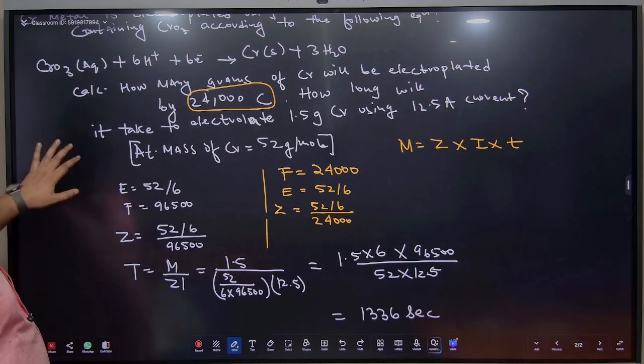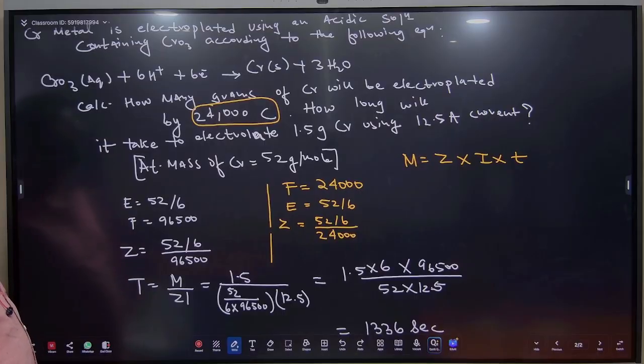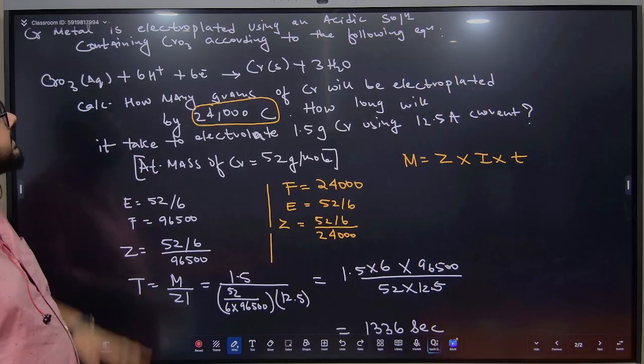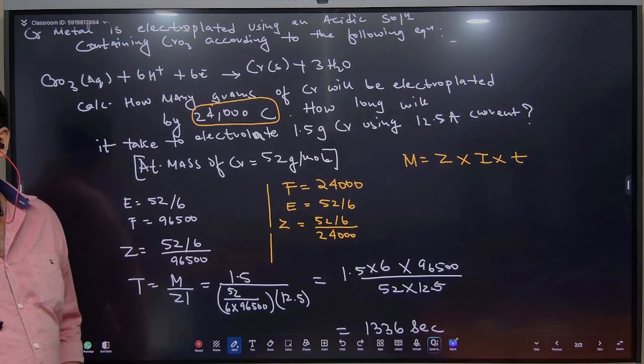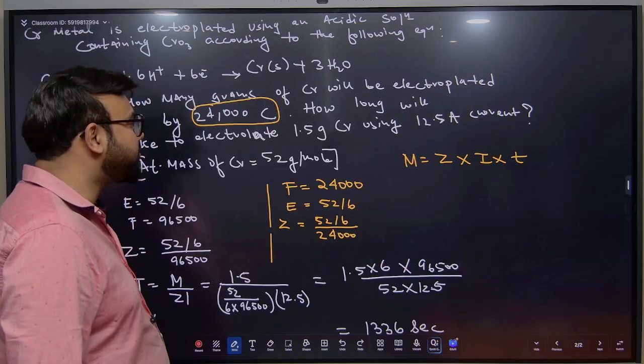So look at this question. It says metal is electroplated. How many grams of chromium will be electroplated by 24,000? But see, right now T is not there. T is not there, right? Guys, pay attention to this question.